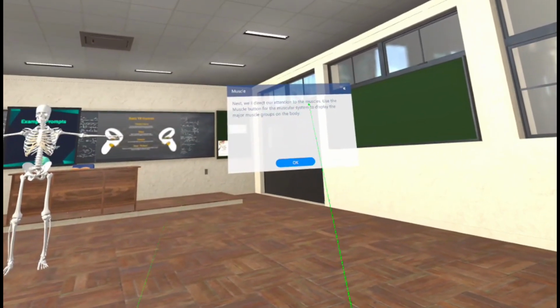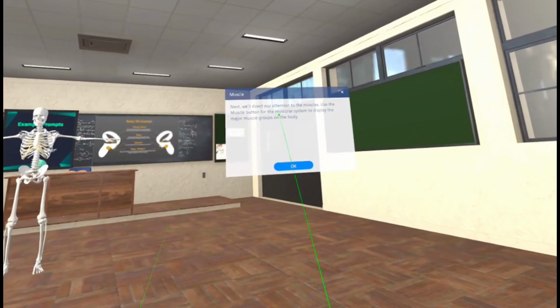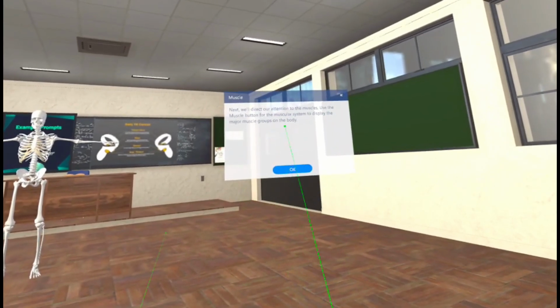Next, we'll direct our attention to the muscles. Use the muscle button for the muscular system to display the major muscle groups on the body.